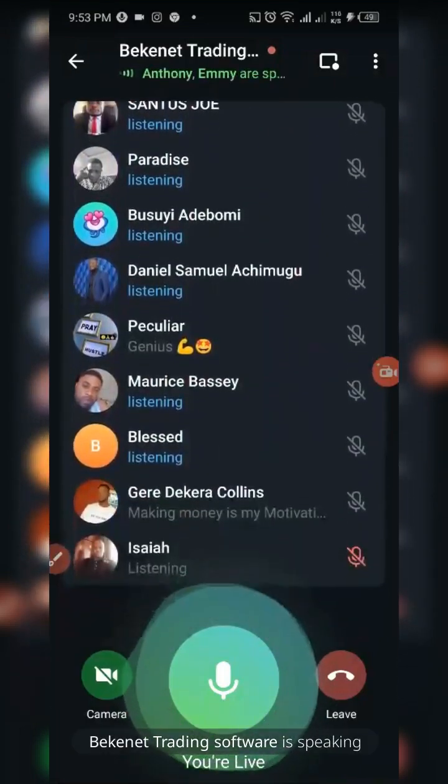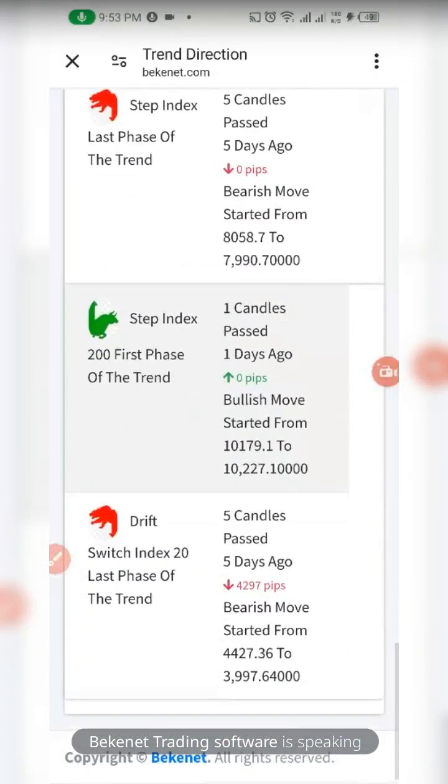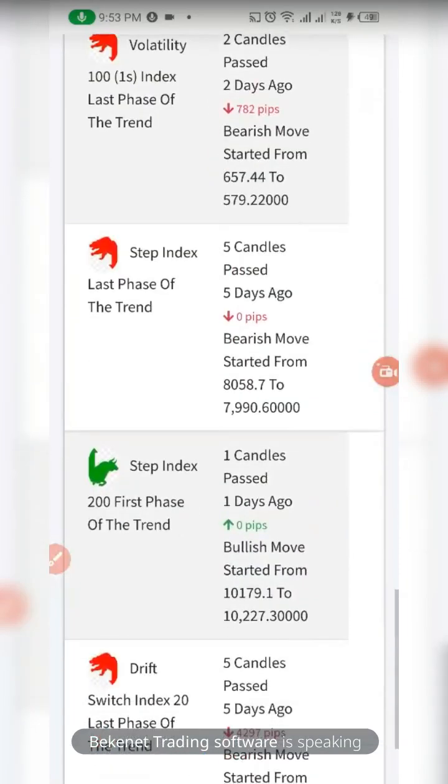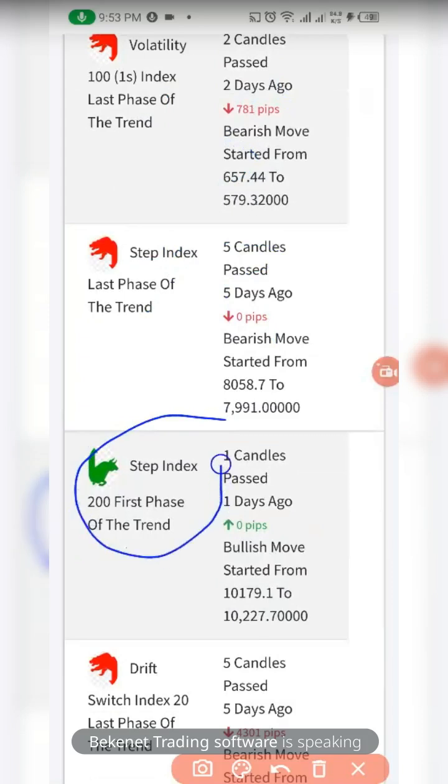All right. Okay, now let's say, for instance, I want to use the daily trend direction. Okay, there's a first phase here. There's a first phase. This is a sweet one. You can hold if you have money to buy this guy. This is a first phase.